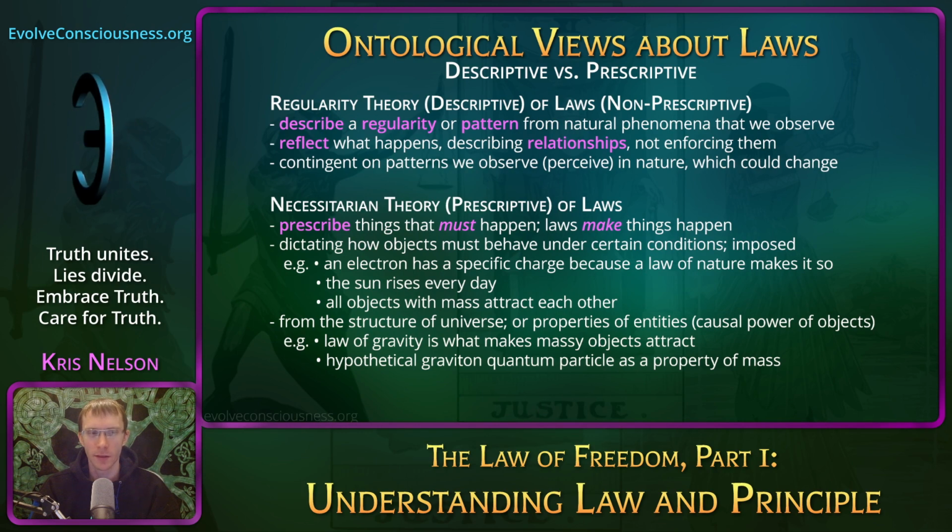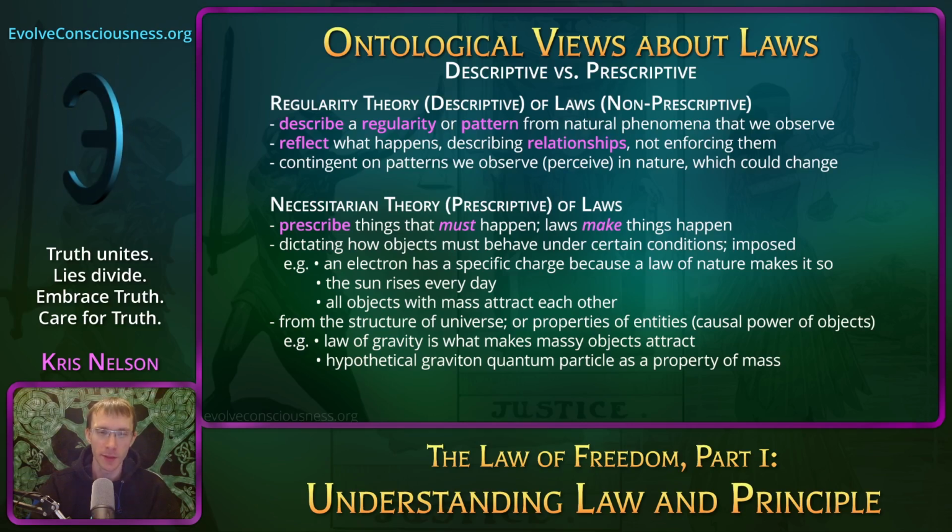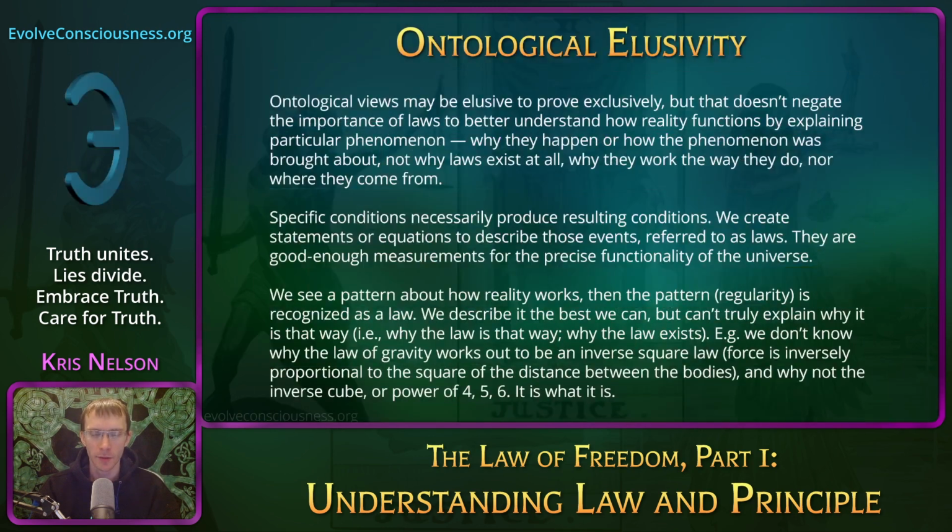The necessitarian theory includes the regularity theory, because when you're talking about this and you're defining these laws of nature, you're also describing that regularity or pattern which brings you to be able to say, oh, well, that keeps happening. It's a pattern. It regularly happens. So then it's called a principle or a law. And then it's just taken a bit further in saying that, okay, well, that law is making it happen.